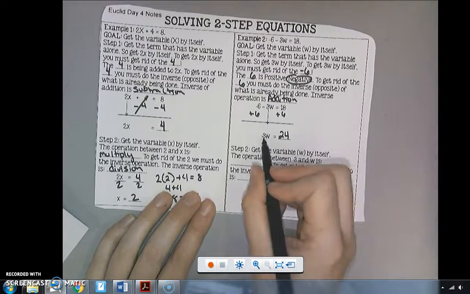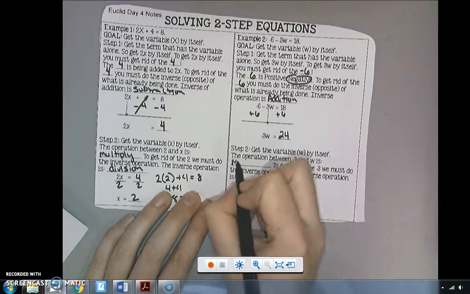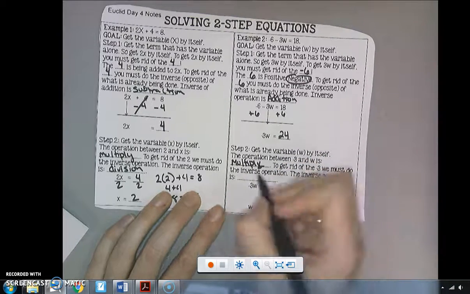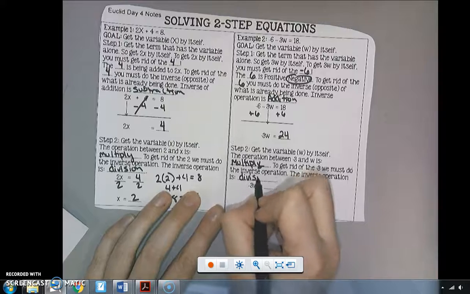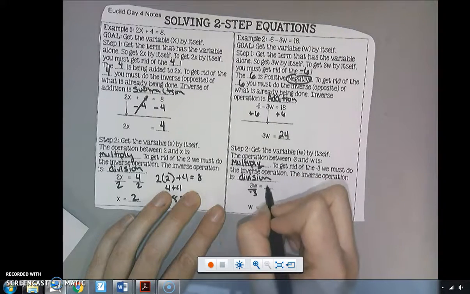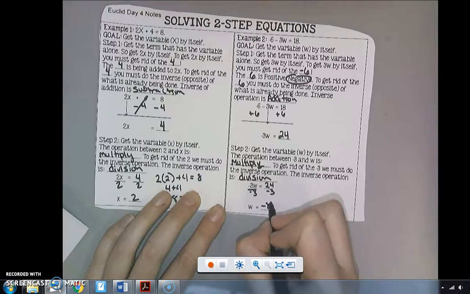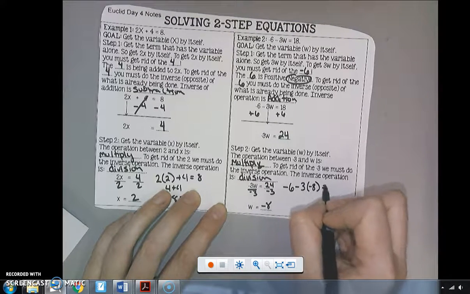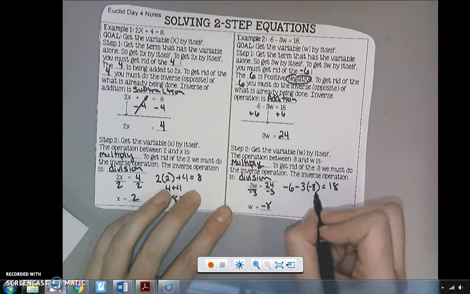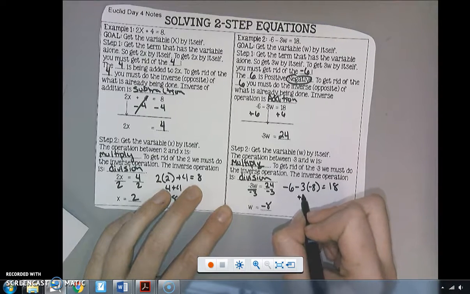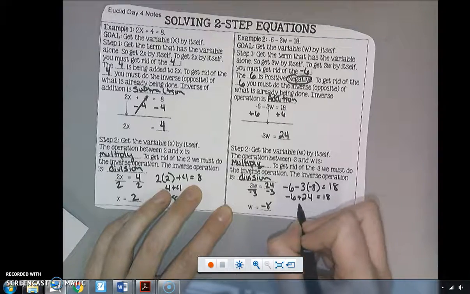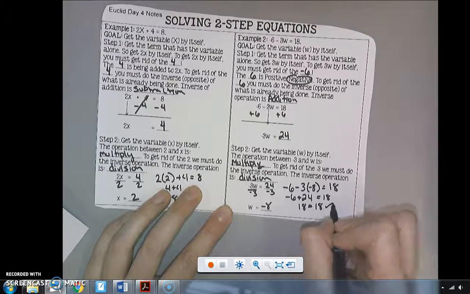So remember, negative 3 and w are multiplication. We want to do the opposite, which is division. So I'm going to divide by negative 3. 24 divided by negative 3 is negative 8. And we can check to make sure our math makes sense. So negative 3 times negative 8 is positive 24. Negative 6 plus 24 equals 18, and 18 does equal 18.